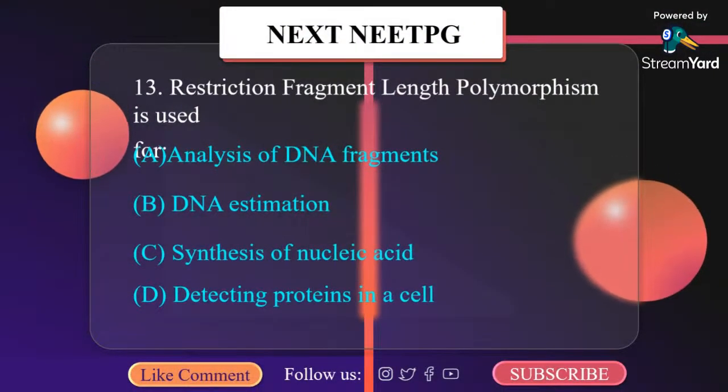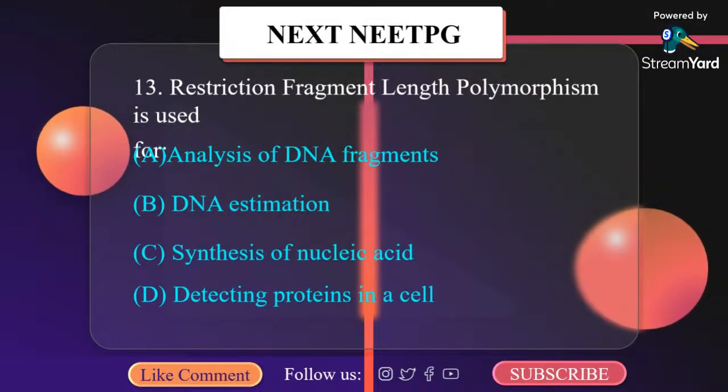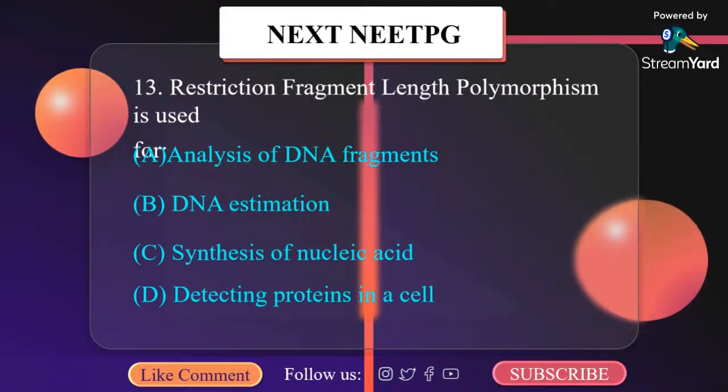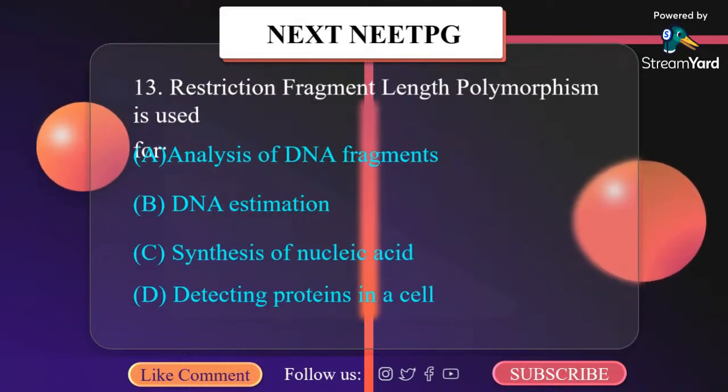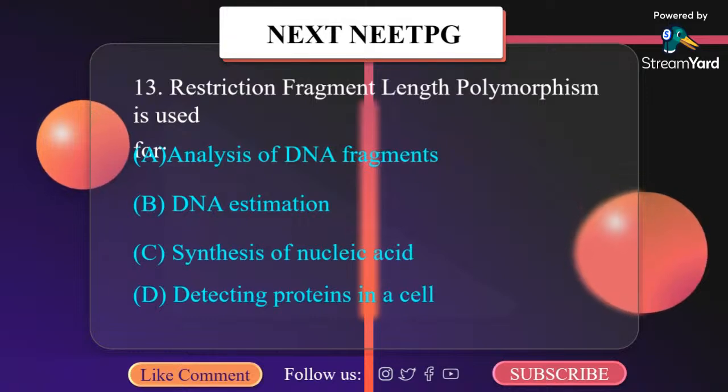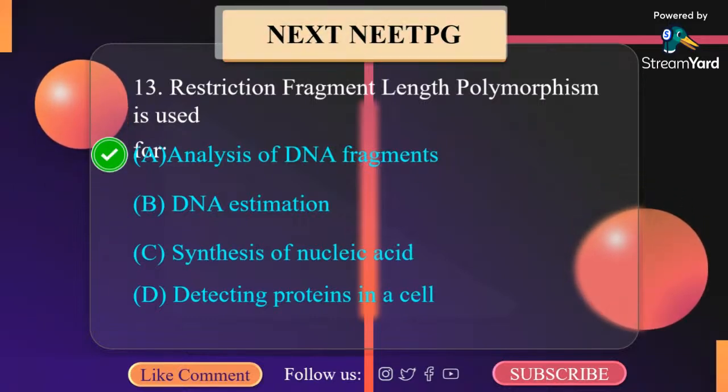Restriction fragment length polymorphism is used for: A. Analysis of DNA fragment, B. DNA estimation, C. Synthesis of nucleic acid, D. Detection of protein in a cell. Well, it is analysis of DNA fragmentation.